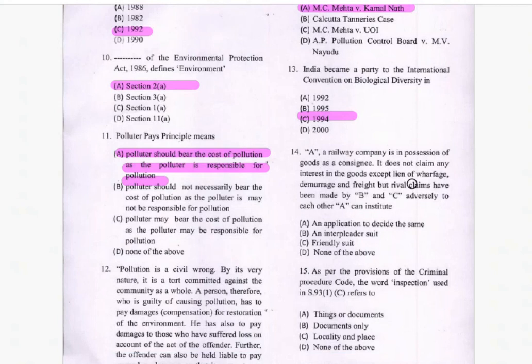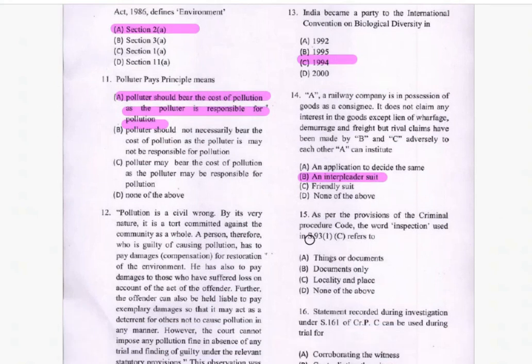A railway company is in possession of goods as a consignee. It does not claim any interest in the goods except lien of wharfage, demurrage, and freight, but rival claims have been made by B and C adversely to each other. A can institute an interpleader suit.